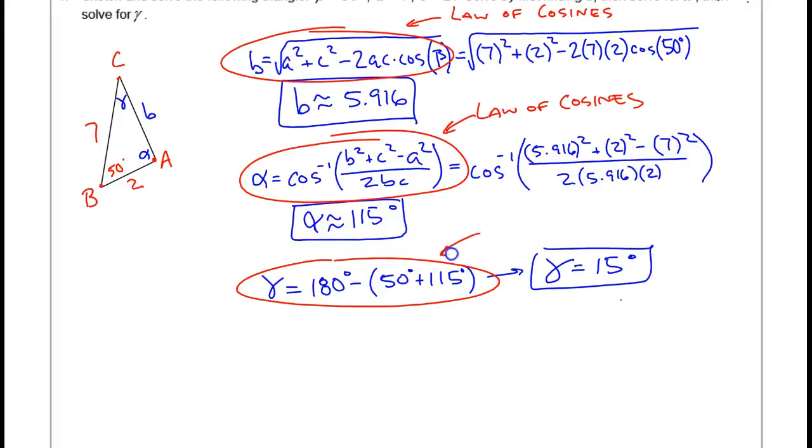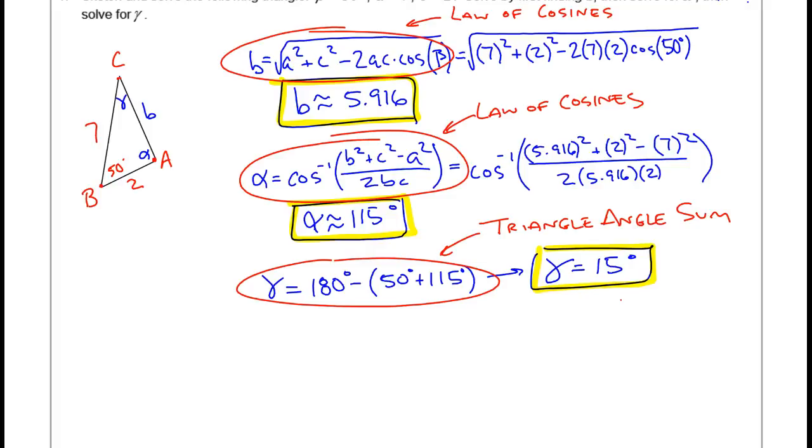And for reference, I'll write that. Triangle angle sum. Okay, so at that point we're done with the problem. We were given three initial pieces of information and we found the three missing pieces. So our solution is side length B, angle alpha, and angle gamma. But I do have a question for you.